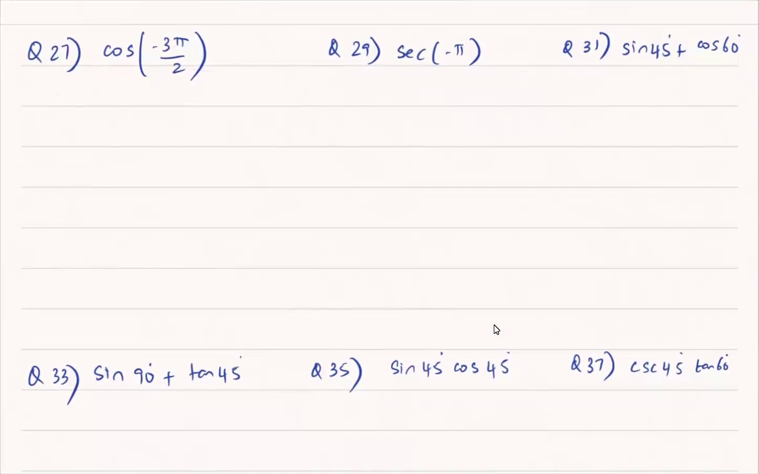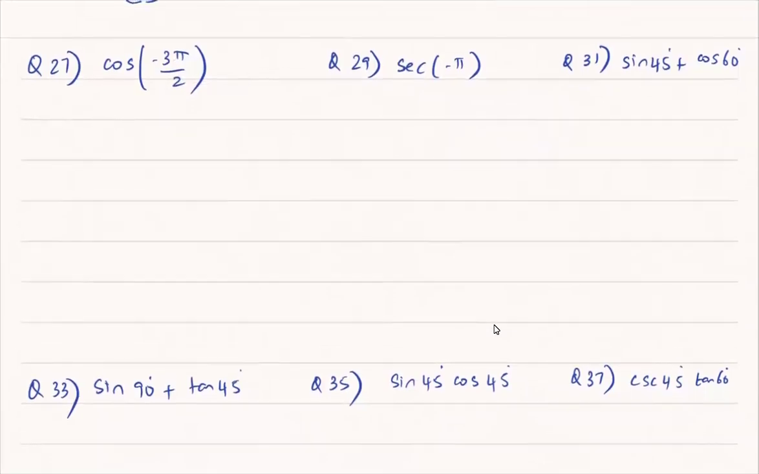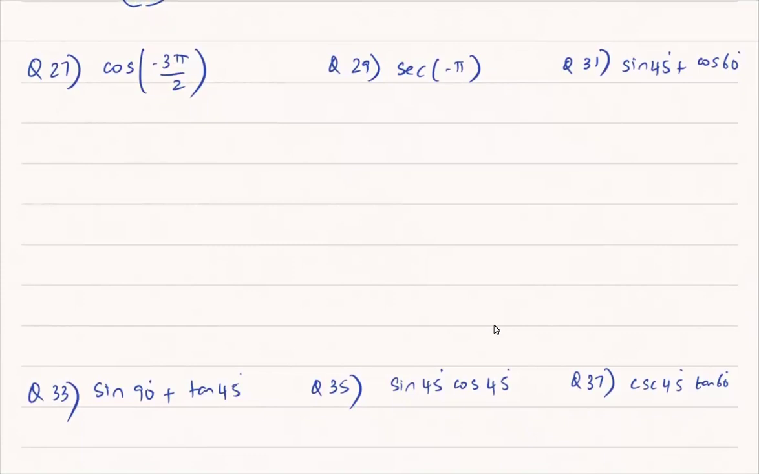Then cosine negative 3 pi over 2. So we are going in this direction now. Negative 3 pi over 2 ends here. So cosine negative 3 pi over 2 is 0, because here the point is 0, comma 1, and the x value is 0.